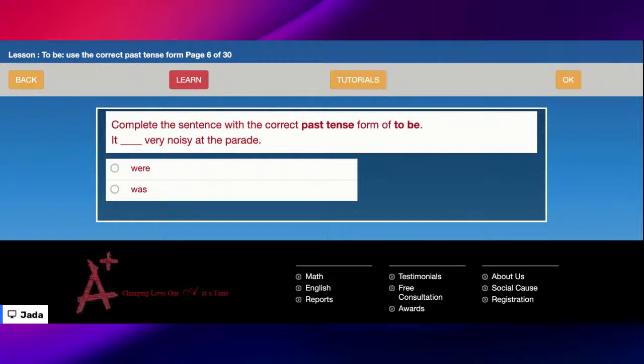It dash very noisy at the parade. Which one? So what's the answer? It were or it was? The rest of you, where are you? Send your answers. Only one person is talking. So he was good.